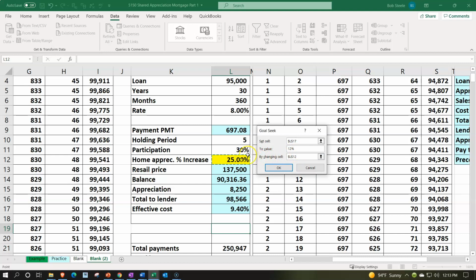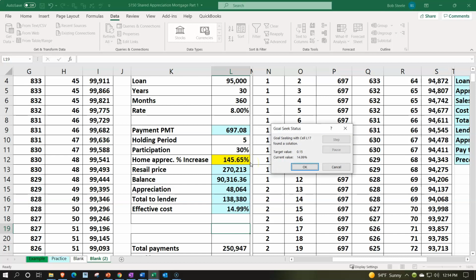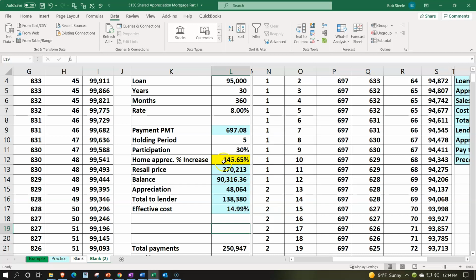Excel will then use trial and error, just plug in trial and error really fast like a computer does to figure out what this number needs to be to get that number to be, what did I say? Did I say 12? Let's say, I think we're going 15%. So we want this cell to be 15% by changing this cell. So Excel will then go through and try to figure out what this cell would be since they're connected. And so there we have about 14.99. That's pretty close.